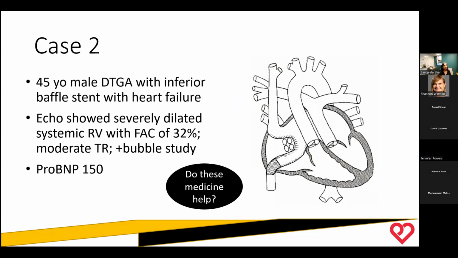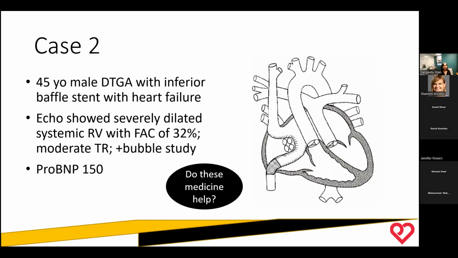So this is a 45-year-old with DTGA with an inferior baffle stent who presents with heart failure. DTGA means your heart's switched. I'm just going to leave it at that. And we baffle blood flow across to the other side. This is your left ventricle that is then fed into your pulmonary arteries. Blood comes back through the pulmonary veins, these 4 dots, comes in through your RV and goes out your aorta.